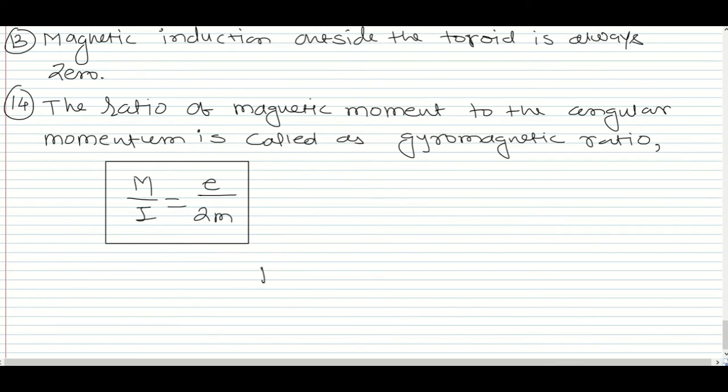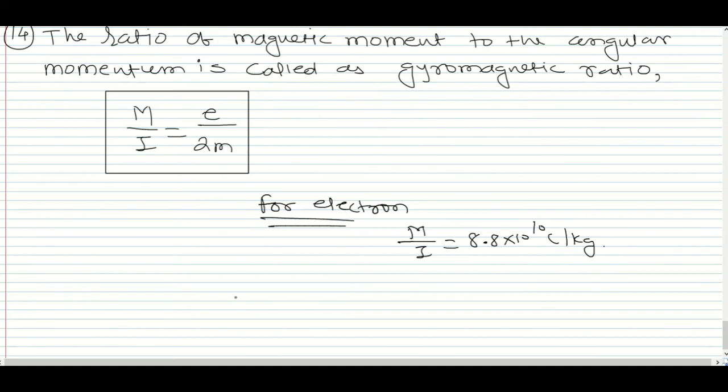So for electron, the value of this magnetic moment to the current is 8.8 into 10 to the power 10 coulomb per kg. Coulomb per kg.